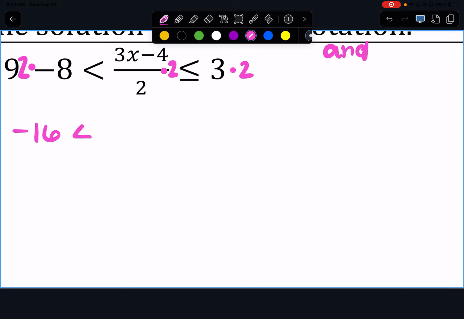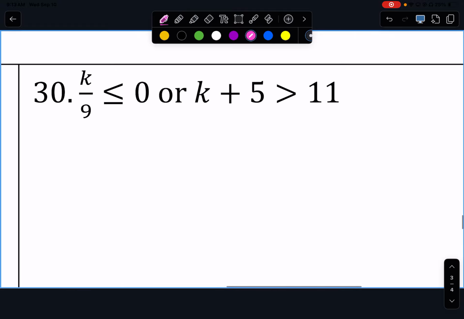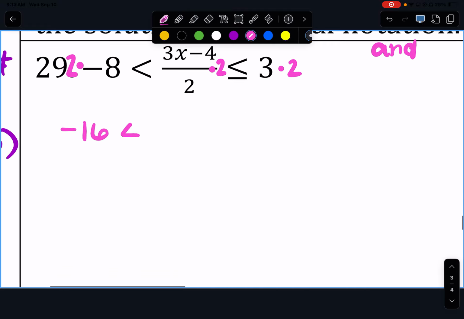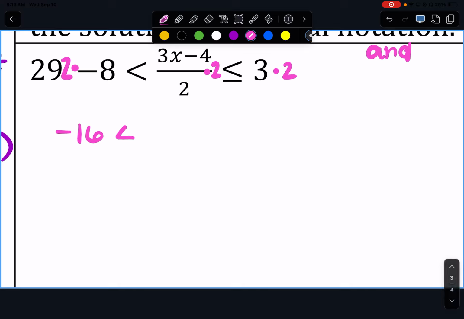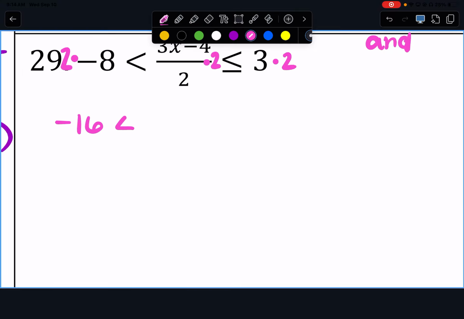What would "or" look like? It would be like together. "Or" has the word "or." It can also be written with the word "and," but we won't have any of those for the compound inequalities. So we get 3x minus 4 is less than or equal to, what is 3 times 2?